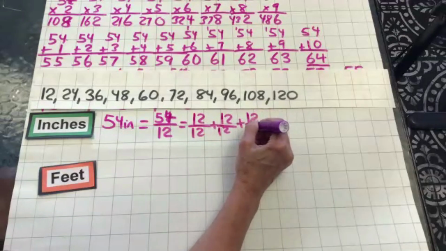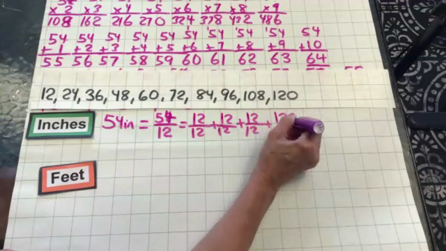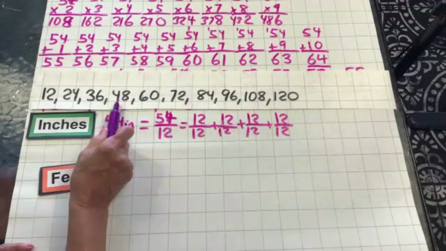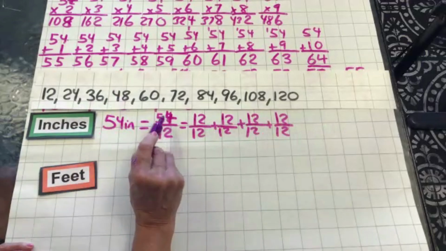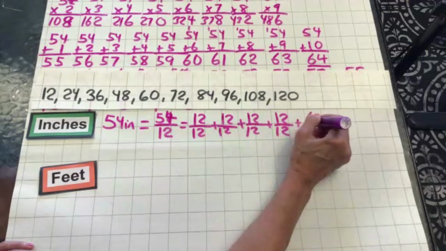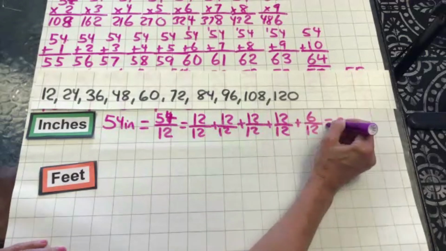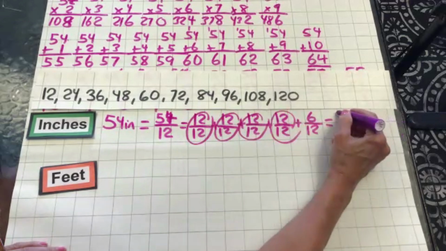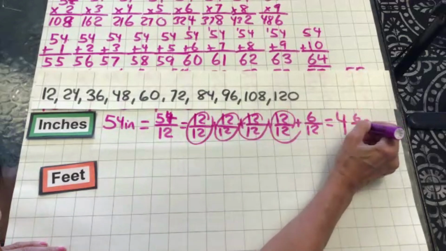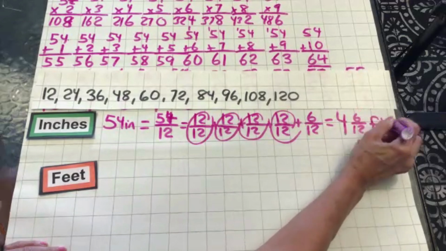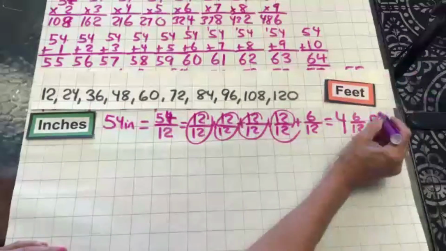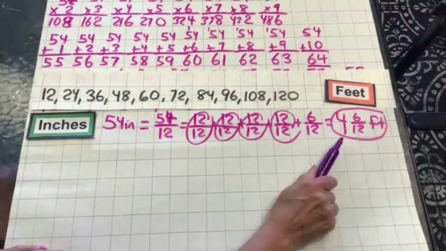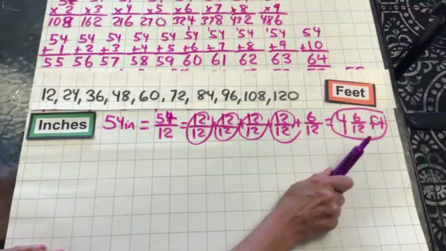We're just breaking that 54 apart. So 12 plus 12 plus 12 plus 12 equals 48. If we take 48 from 54, that leaves us 6. So that means we have 1, 2, 3, 4 whole feet and 6 twelfths the part. So there we have our feet. So 54 inches is the same as 4 and 6 twelfths foot.